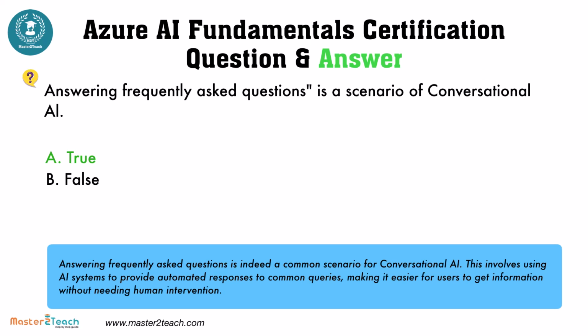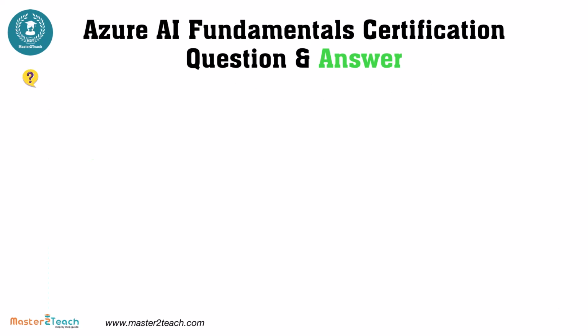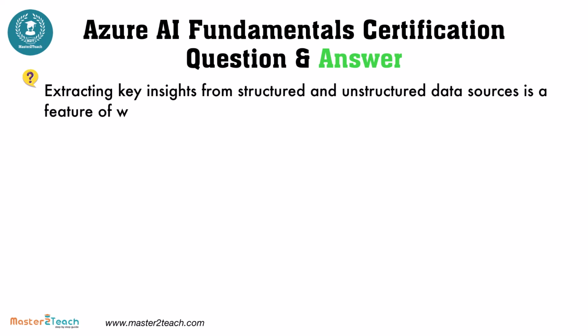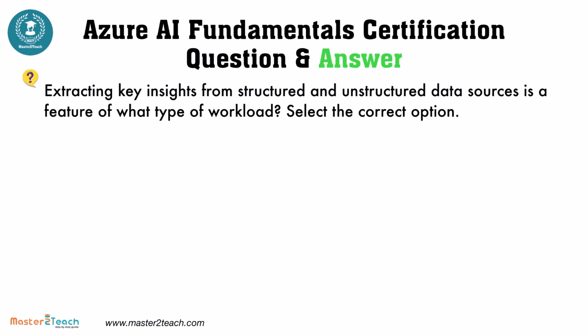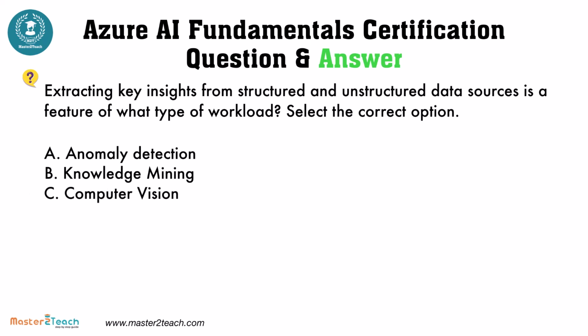Extracting key insights from structured and unstructured data sources is a feature of what type of workload? Select the correct option. The options are A. Anomaly detection, B. Knowledge mining, C. Computer vision, D. Natural language processing.